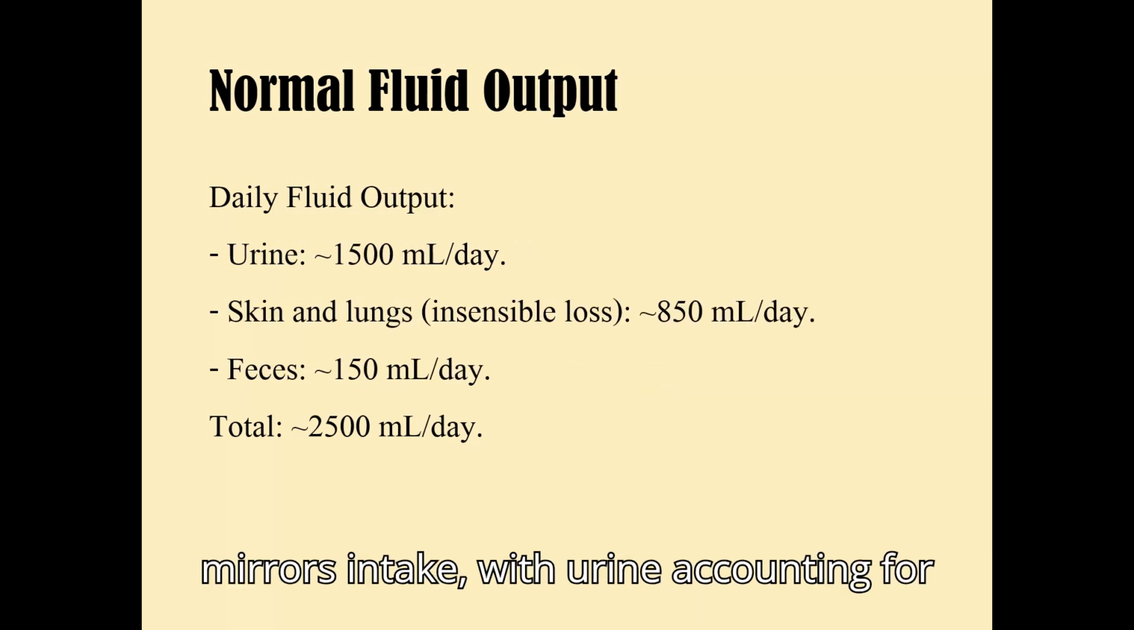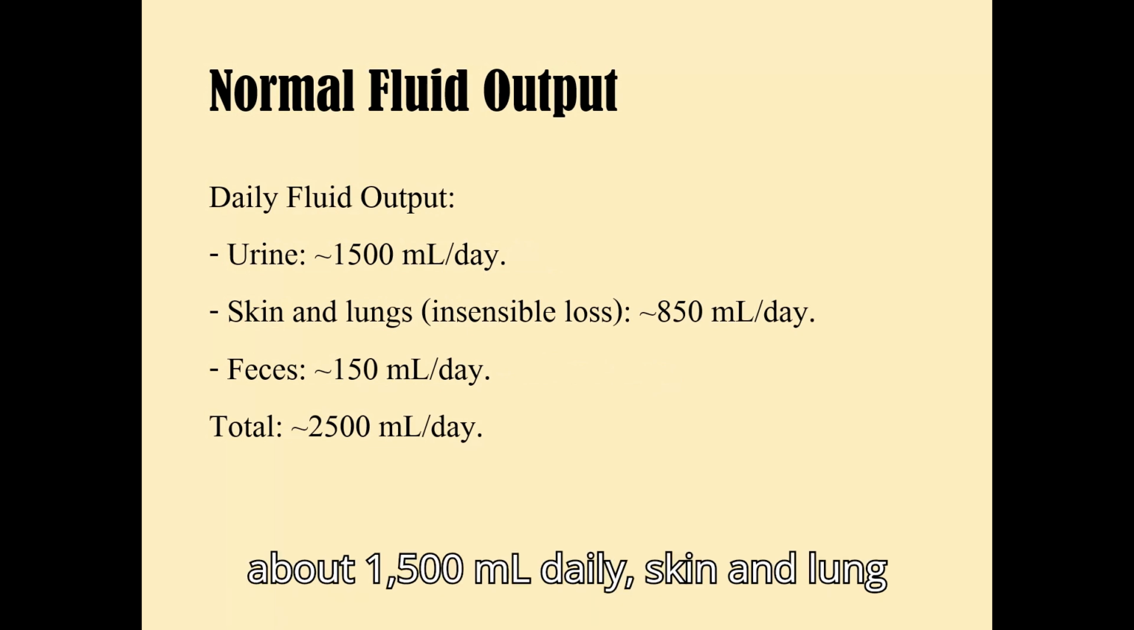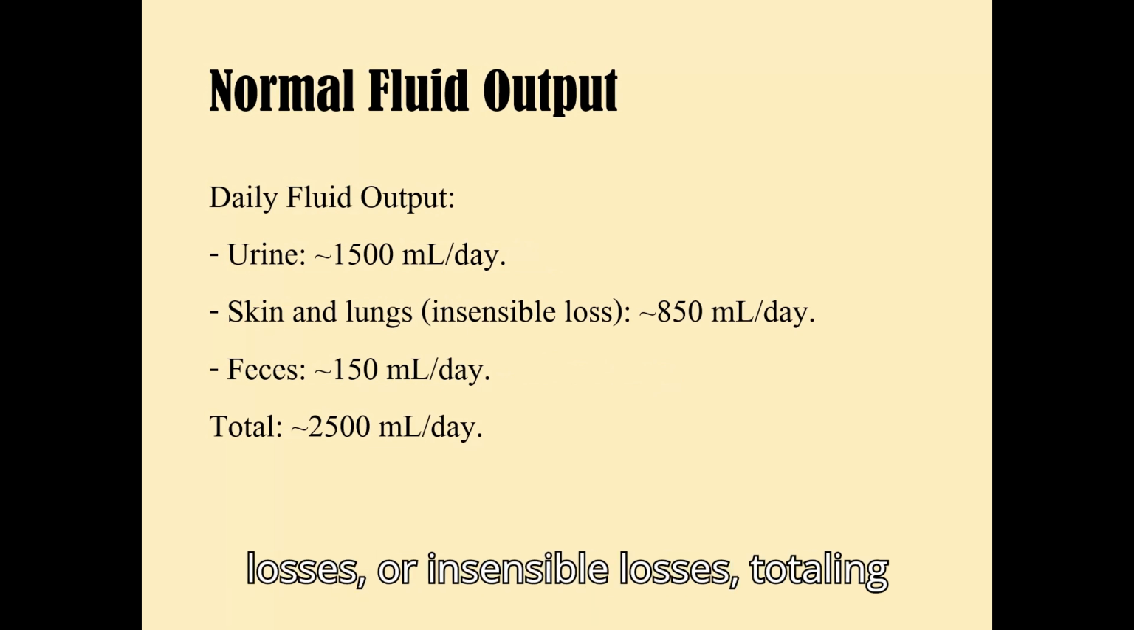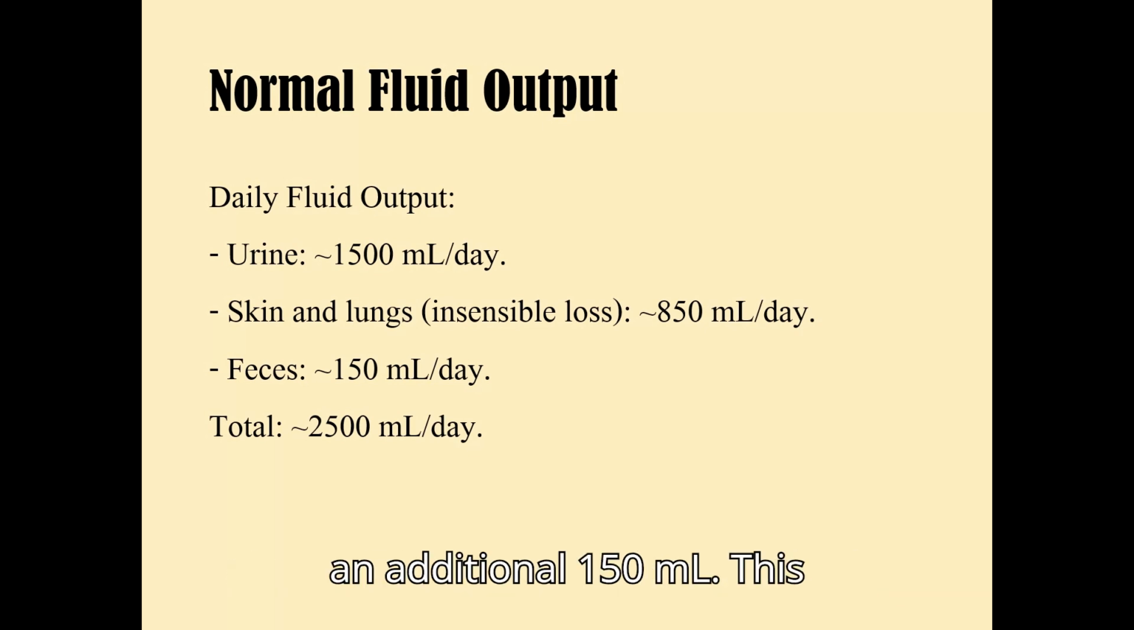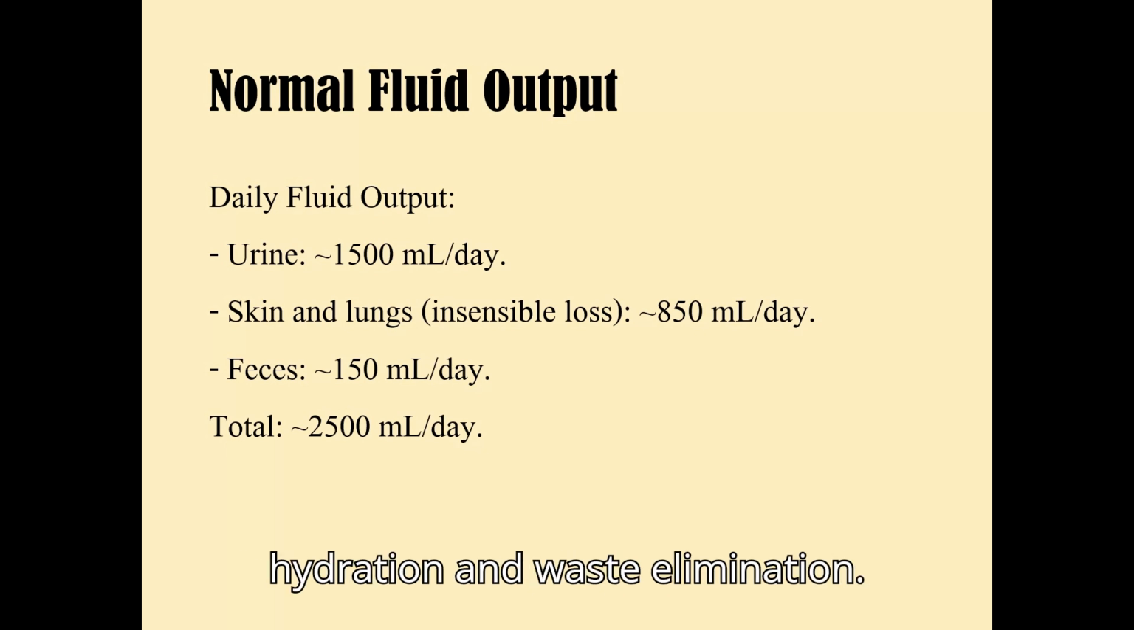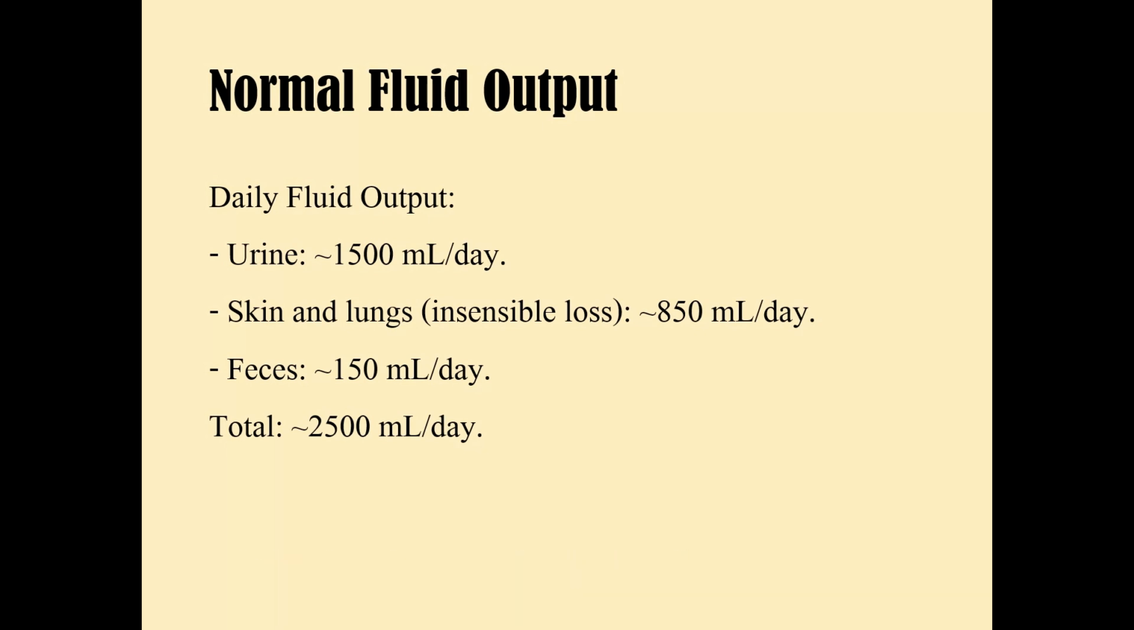Normal fluid output mirrors intake, with urine accounting for about 1,500 milliliters daily, skin and lung losses, or insensible losses, totaling about 850 milliliters, and feces contributing an additional 150 milliliters. This balance ensures the body maintains hydration and waste elimination.